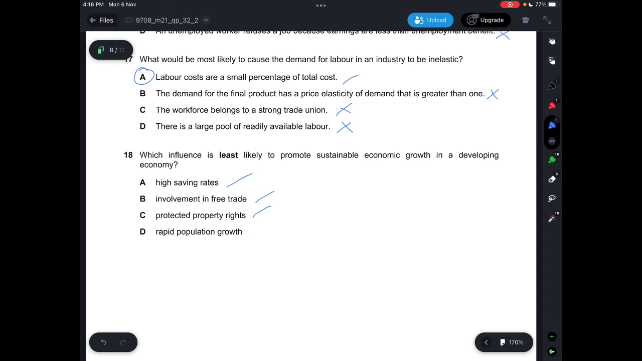And D, it says rapid population growth. This one is incorrect because rapid population growth will result in more people actually using up the current resources that we have. So this will not result in sustainable economic growth, unfortunately. So answer is D.